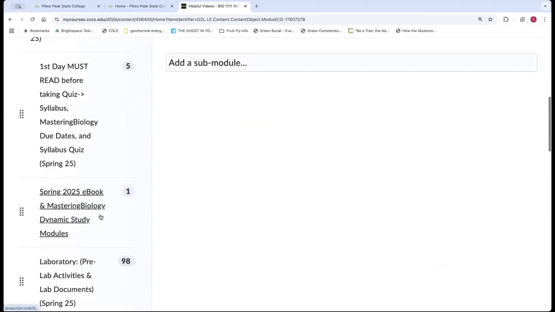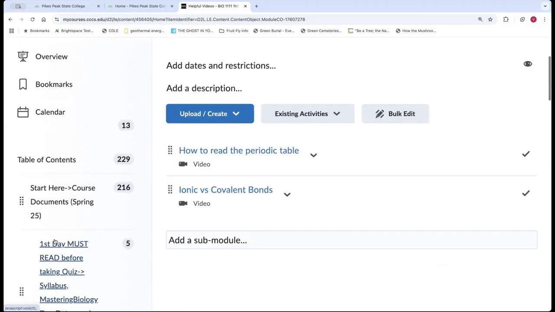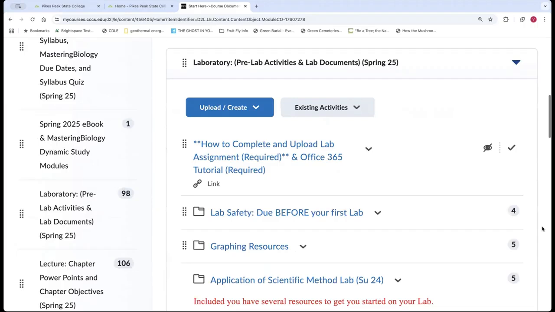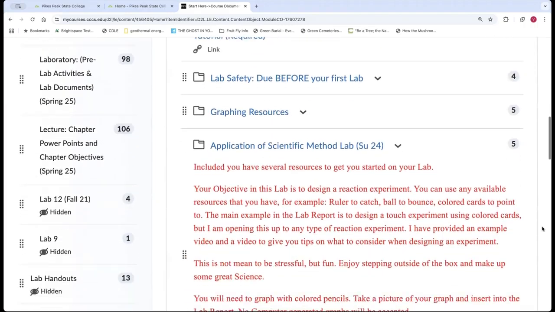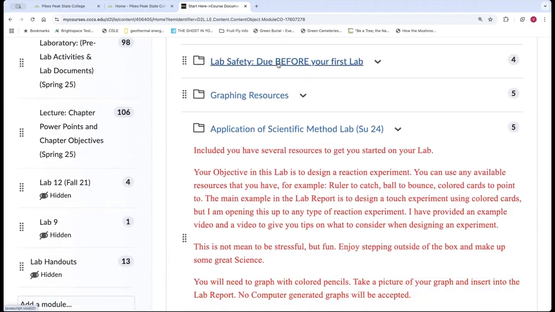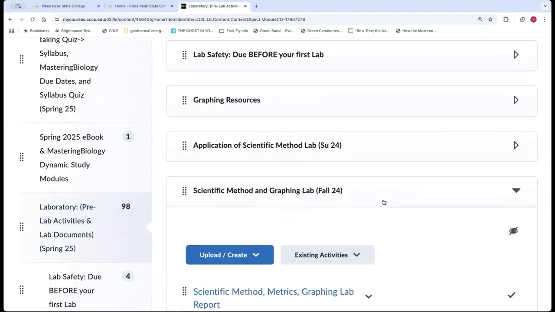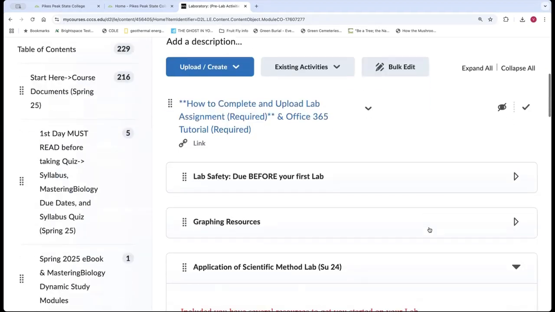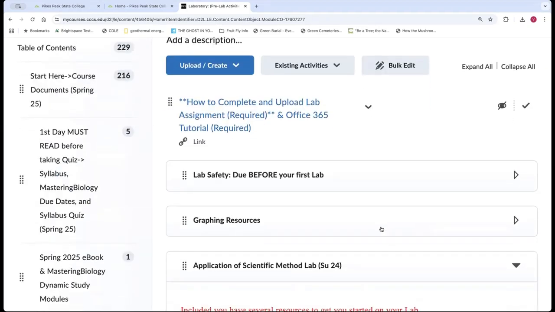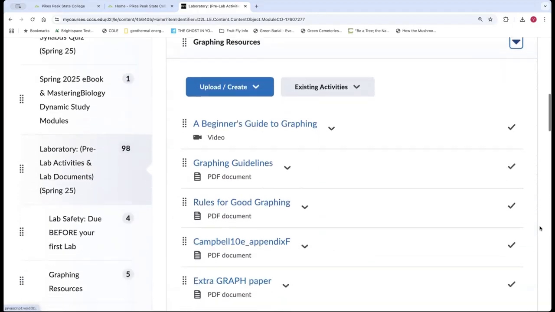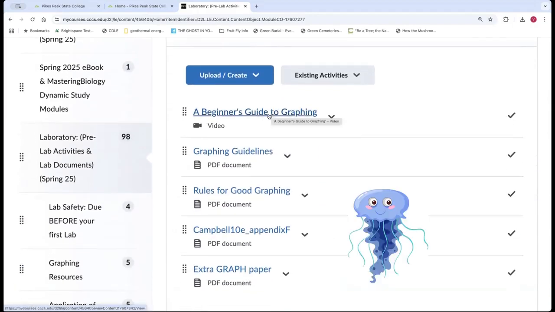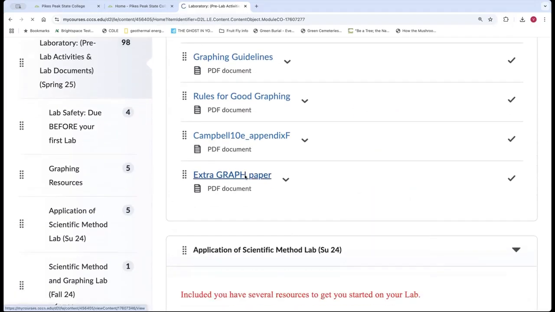So let's go ahead now and go into laboratory activities. For these laboratory activities, lab safety, make sure that you are reading this because you do have a lab safety quiz. You will see many different modules. See here graphing resources. Graphing resources, videos on how to graph, guidelines on how to graph PDFs. Look at this, extra graph paper.